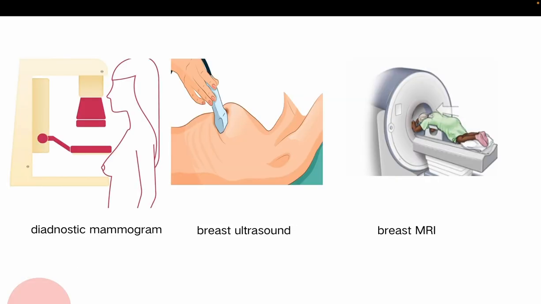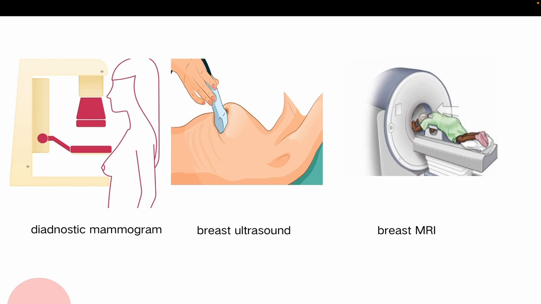Diagnostic mammogram. Definition: a specialized X-ray used to investigate symptoms like lumps or pain, or to follow up abnormal screening mammograms. It can detect masses or other abnormalities. Breast tissue is compressed while multiple X-ray images are taken. The exam takes about 30 minutes. Best for initial evaluation of breast cancer, but less effective in dense breast tissue.